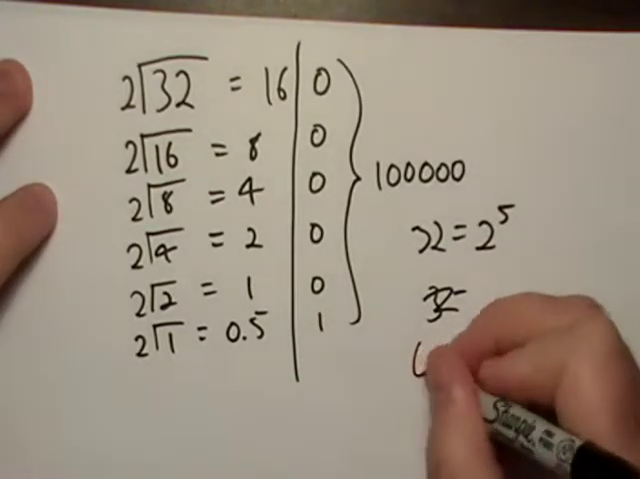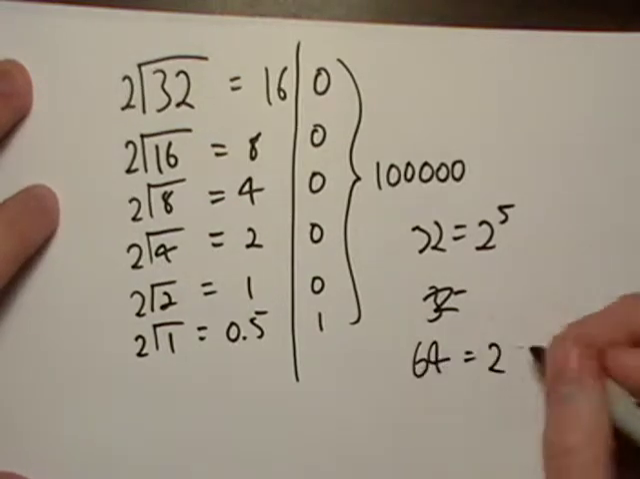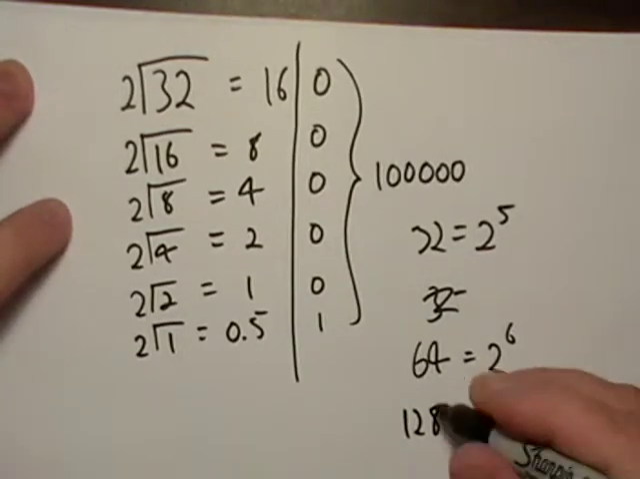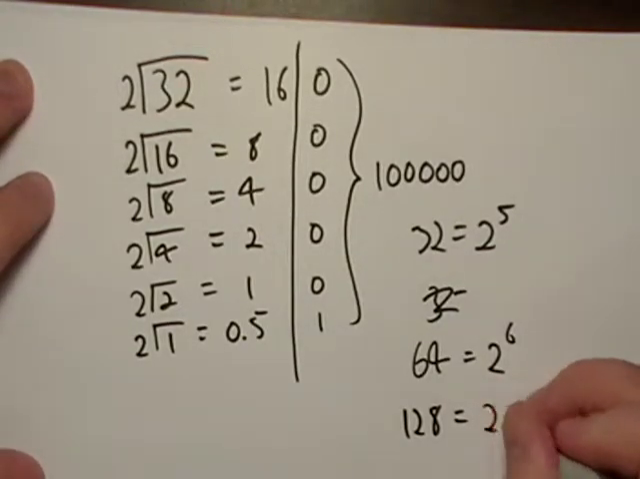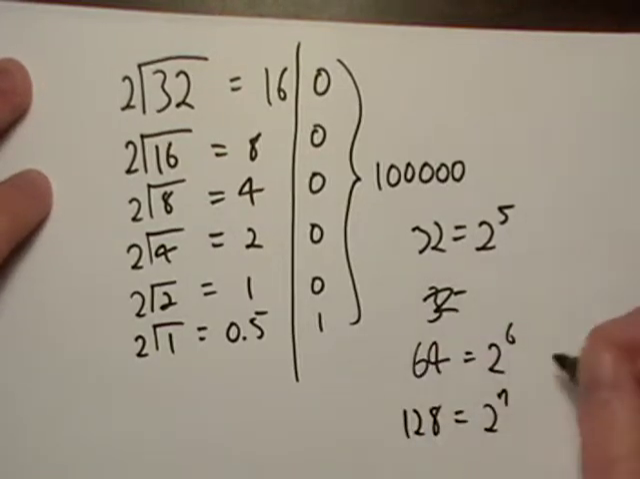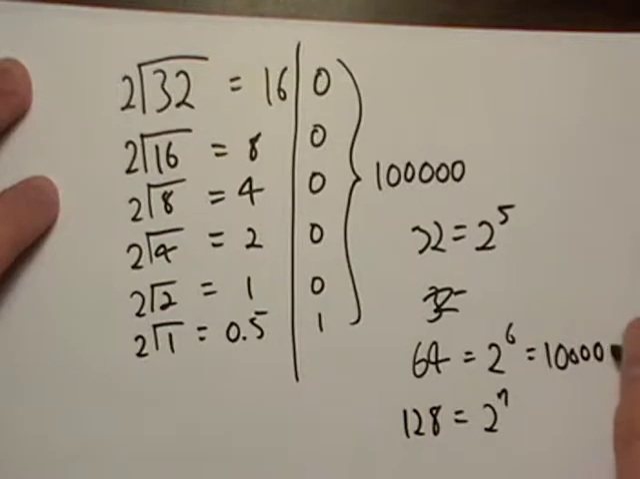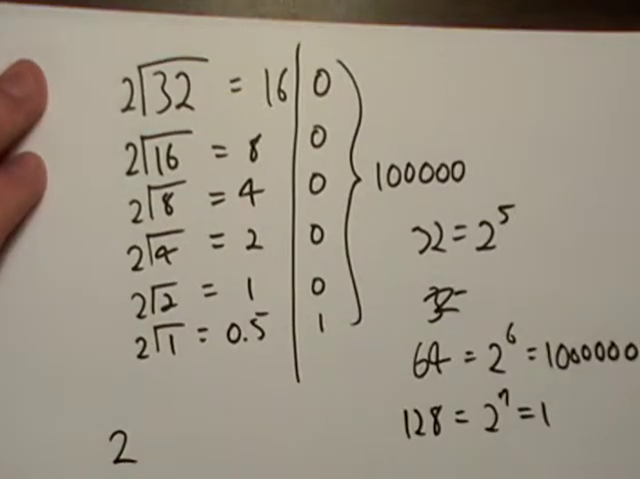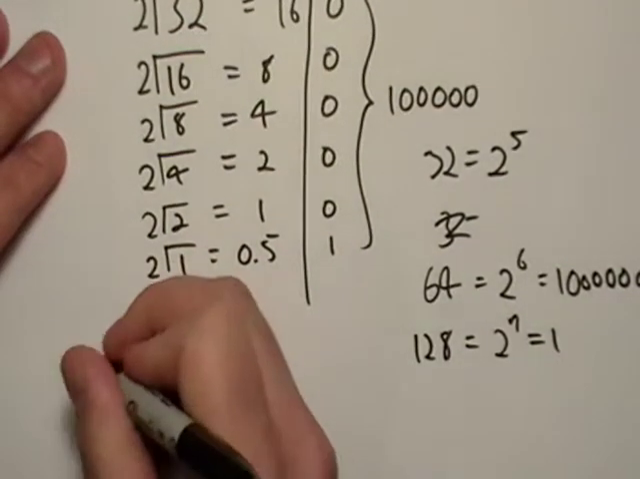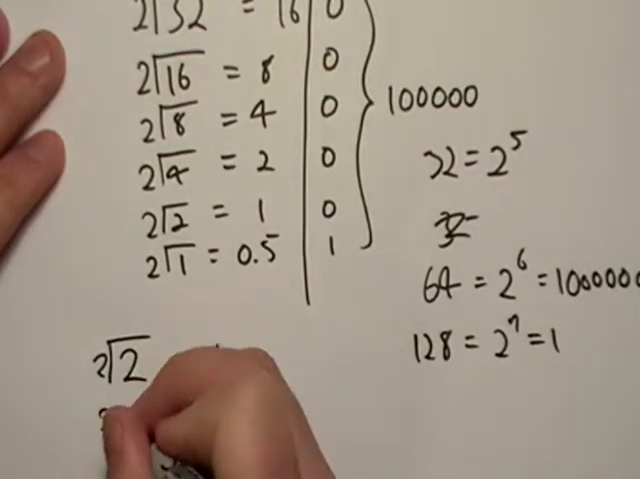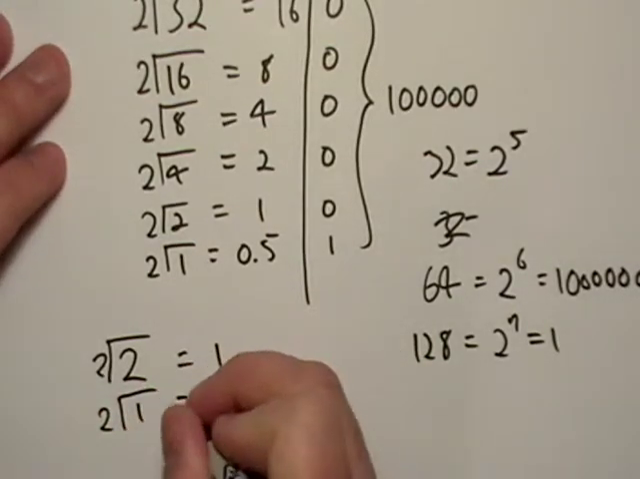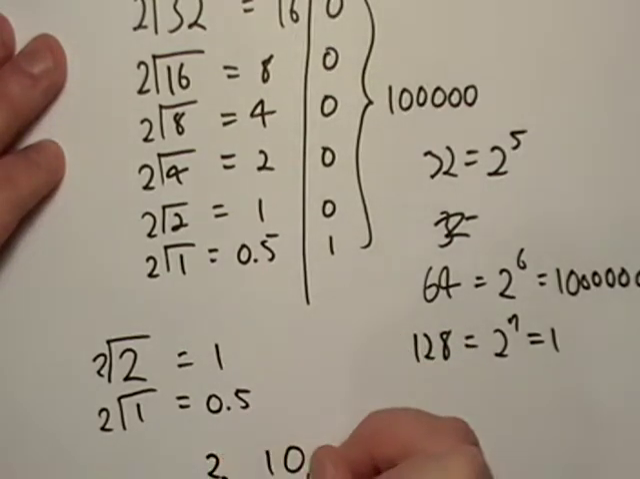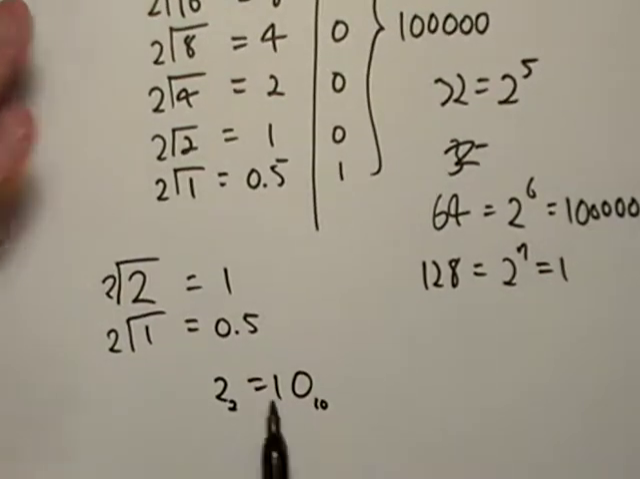So if something was 64 bits, well, that's 2 to the 6th, and 128, like 128-bit encryption, that's 2 to the 7th. So you just have a 1 followed by that many zeros. So check this out, just the regular number 2. If we do that, we get 1, 0. And this will happen every time.